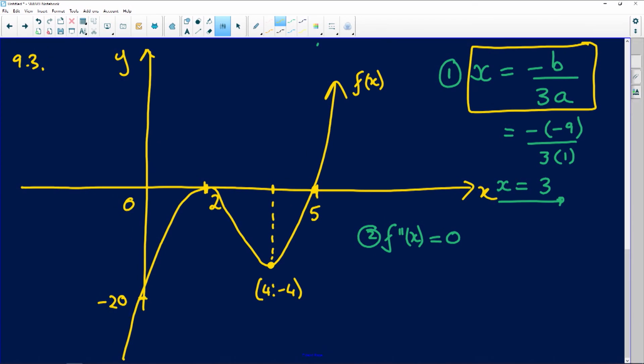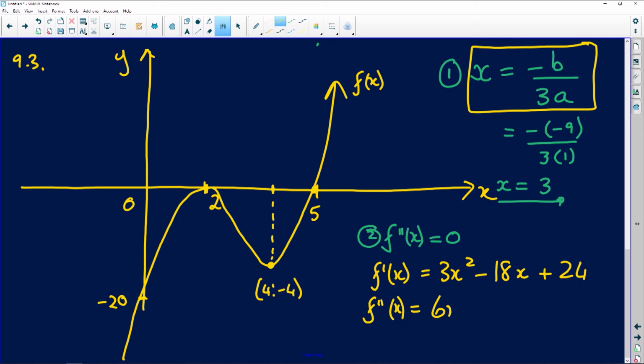Okay, the alternative is the double derivative. So if I take my first derivative of the function, I get 3x squared minus 18x plus 24. The second derivative of that function is 6x minus 18, and I'm interested in where that is naught. So that happens at 18 divided by 3, which is x equal to 3. Okay, so you've got your x value for the point of inflection.